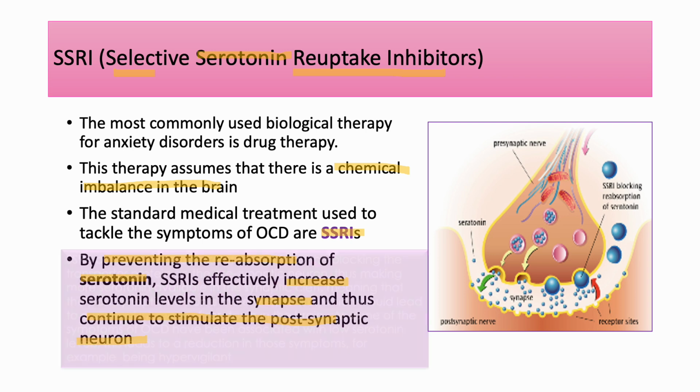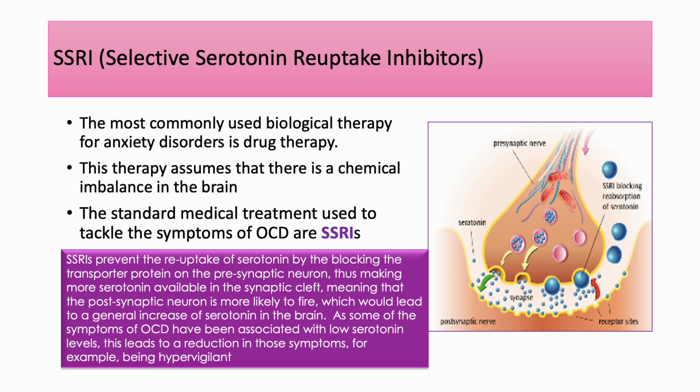So here's a little summary of how SSRIs work for you. SSRIs prevent the reuptake of serotonin. These are your important words. They block the transporter protein on the presynaptic neuron. So they make more serotonin available in the synapse, meaning that the postsynaptic neuron is more likely to fire because that serotonin continues to send the message to the postsynapse, and it leads to an increase of serotonin in the brain. Because OCD is associated with low serotonin levels, it leads to a reduction in symptoms, for example, a reduction in being hypervigilant. So that's how SSRIs work. It's important that you use the words reuptake, transporter proteins, blocking, synapse, and increasing serotonin.